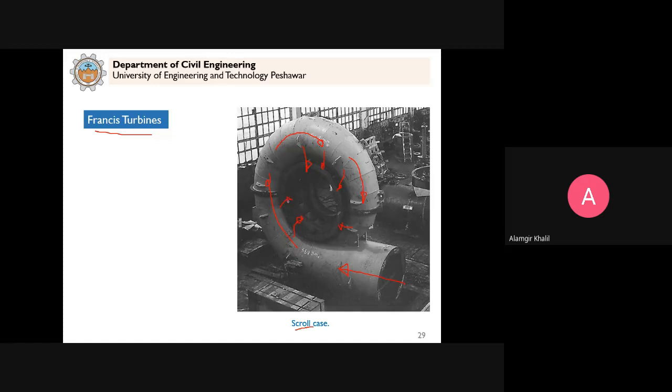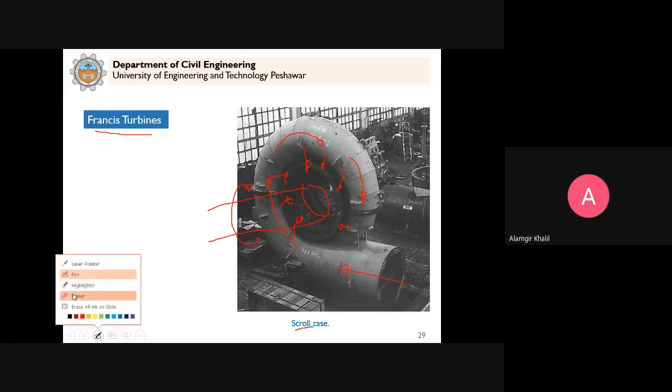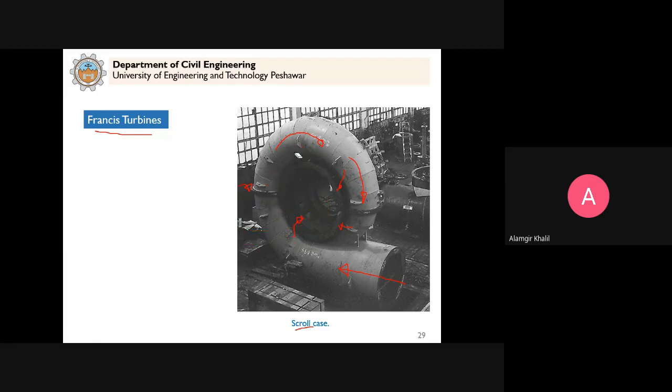You see the water will enter and then flow over the vanes, and as a result, this runner will be rotating. This runner will be connected to the shaft of the generator. And as a result, the shaft will be rotating. So this is how the hydraulic energy will be converted into mechanical energy in the form of a rotating shaft. So this is the scroll case for the Francis turbine.